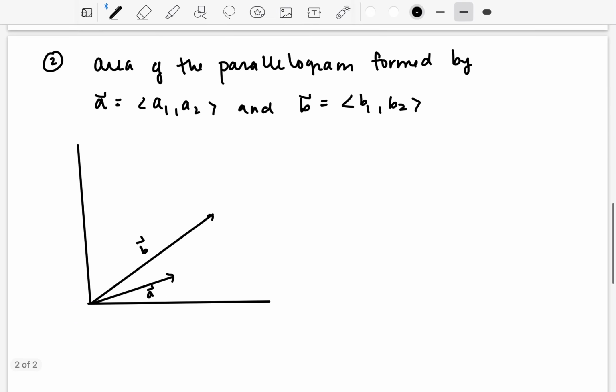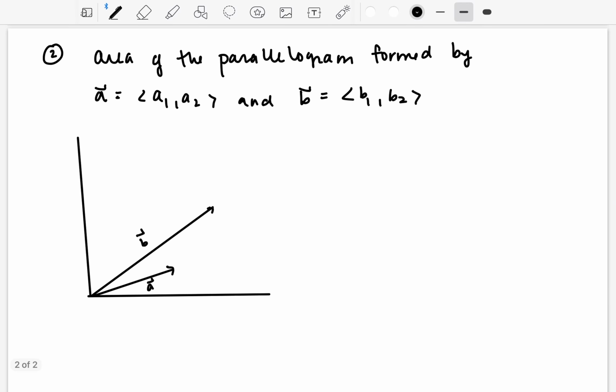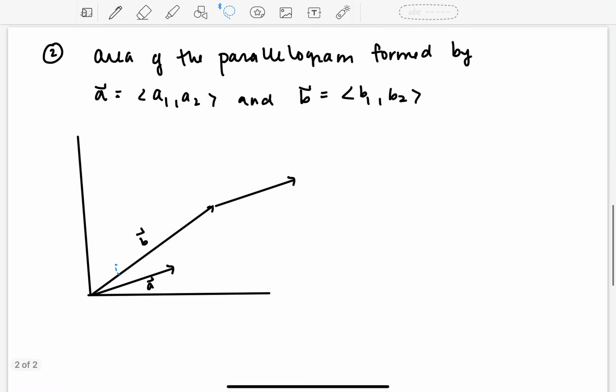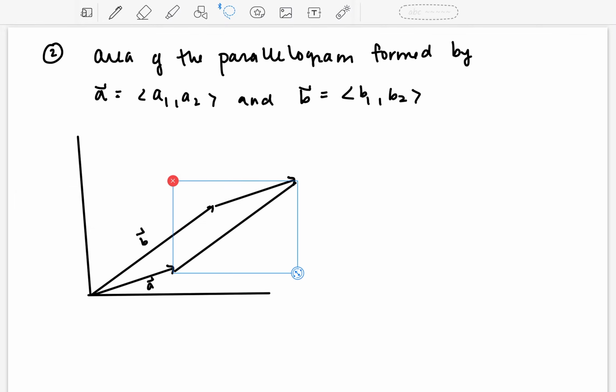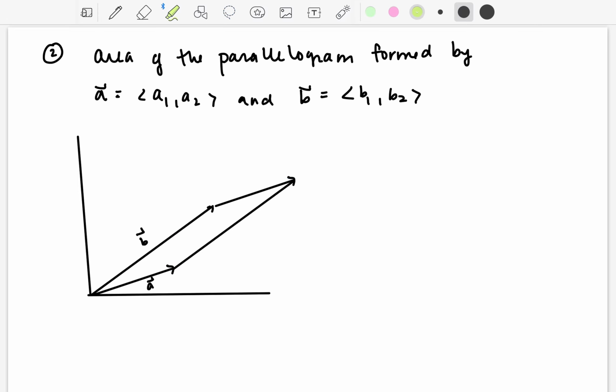And the second one is by computing the area of the parallelogram formed by A and B, two vectors in two dimensions. If this is the vector A and this is the vector B, then they can form, copy paste, a parallelogram. Beautiful. So this is the area that we're looking for. This area we also define as the determinant, or we can define the determinant by the area of this parallelogram.